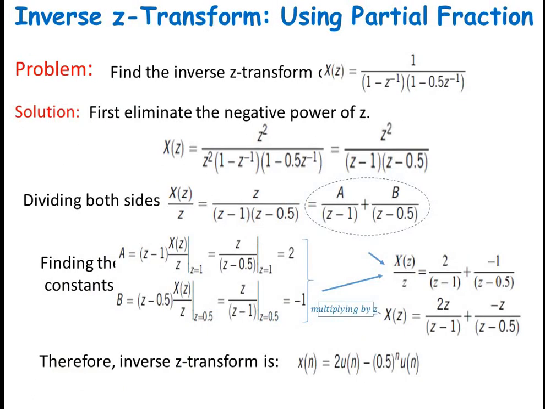So far we have seen in this very first problem we are having the negative power, so that we have converted that to a positive power. So after that we have to bring this question to x of z by z formation, and after bringing into this formation, we are going to check the limits, I mean power of z in denominator and numerator. In this very first problem, we are having higher power in denominator than the numerator. So directly we are finding the values of a and b. At last we have found x of n.